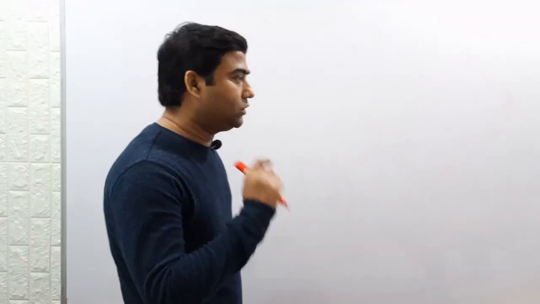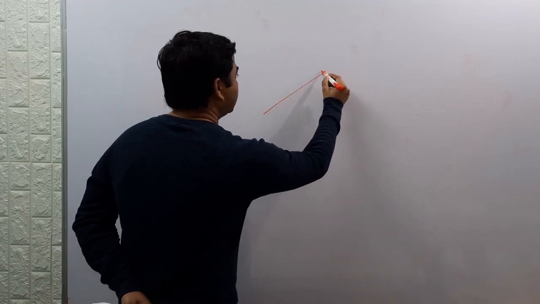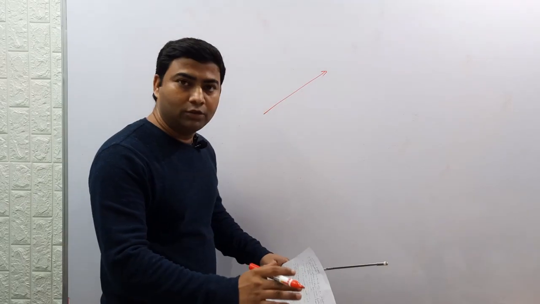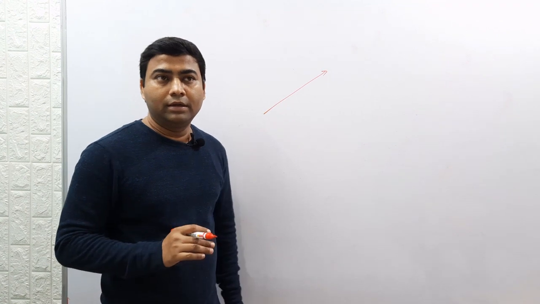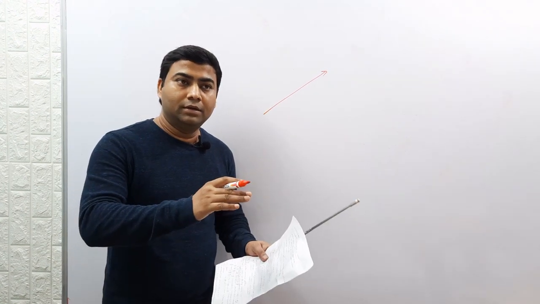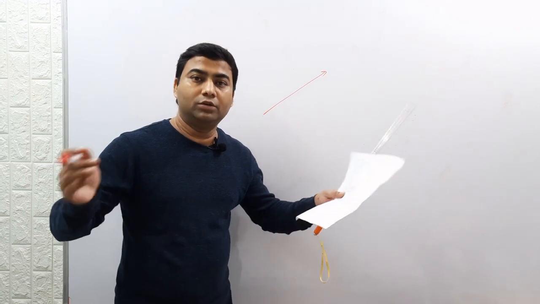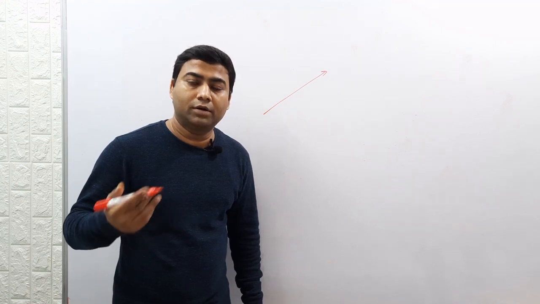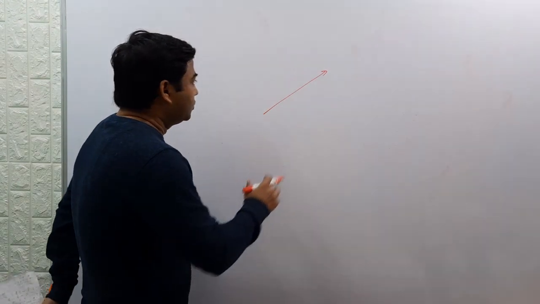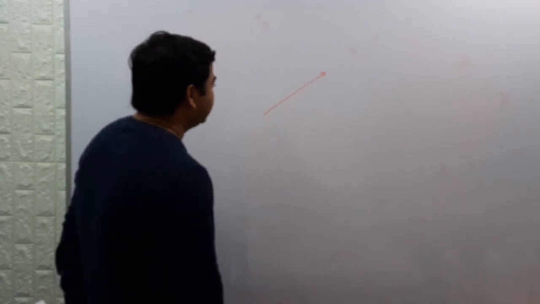So what is a component of a vector? As I have told you, this is just the reverse process of addition of vectors. In addition of vectors, we were adding two vectors to find the resultant, a single vector. In this, we will break a single vector into two or more vectors. That is the concept of components of a vector. So this is the vector.